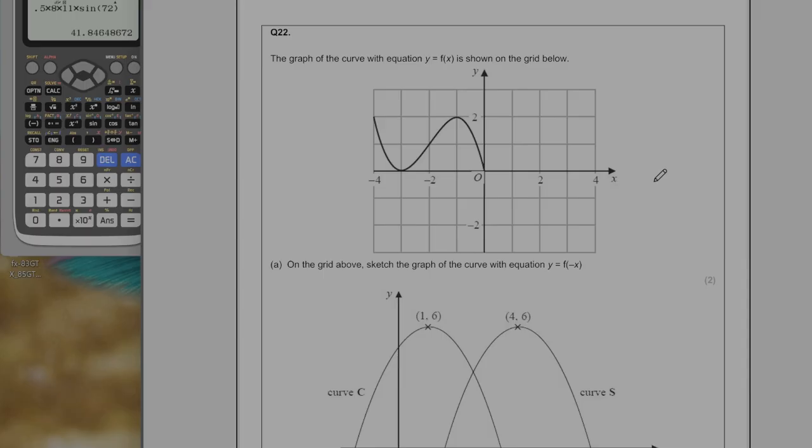Right, question 22. The graph of the curve of equation y is equal to f of x is shown in the grid below. On the grid above, sketch the graph of the curve of the equation y is equal to f of minus x. So if the negative is inside the bracket, it's a reflection in the y-axis.